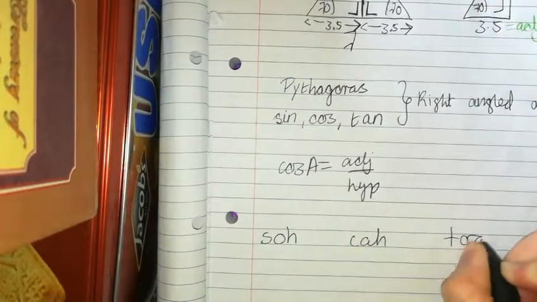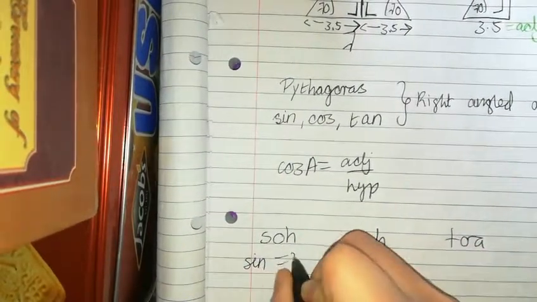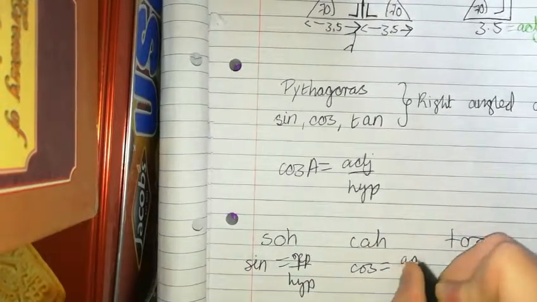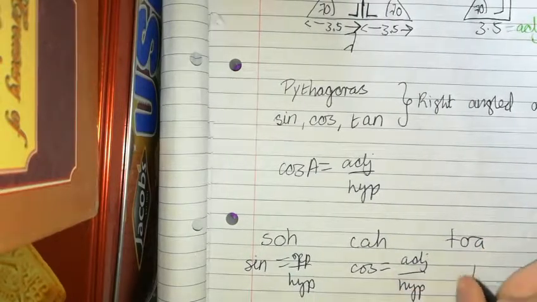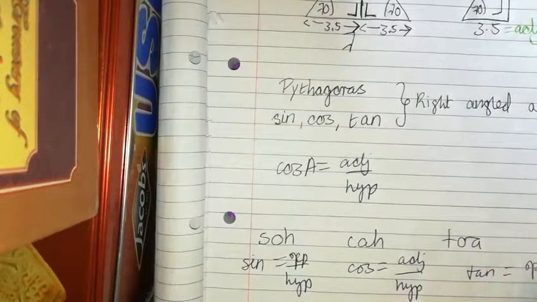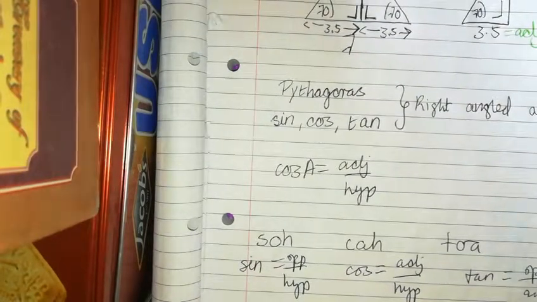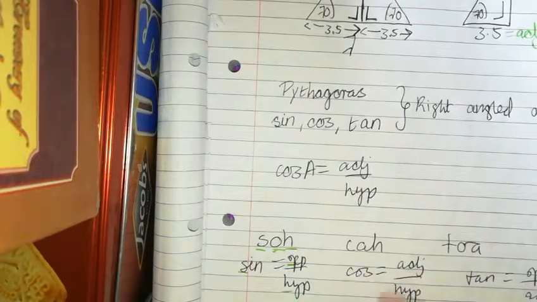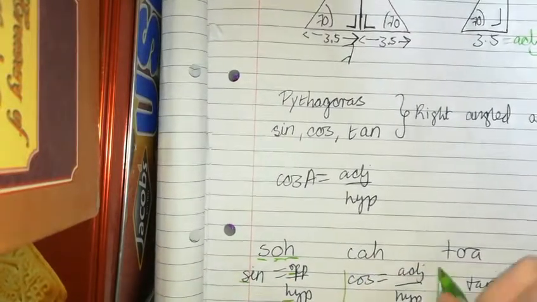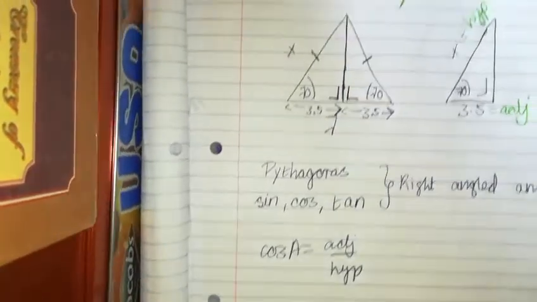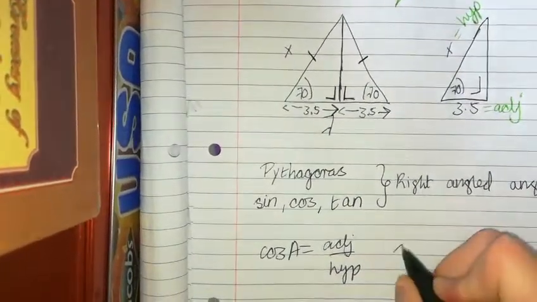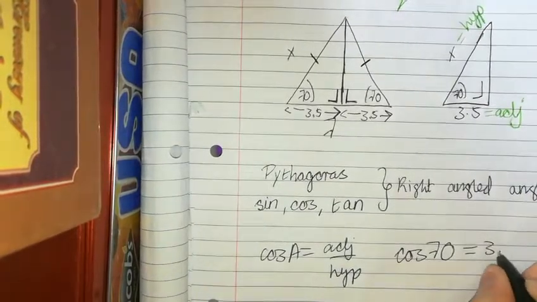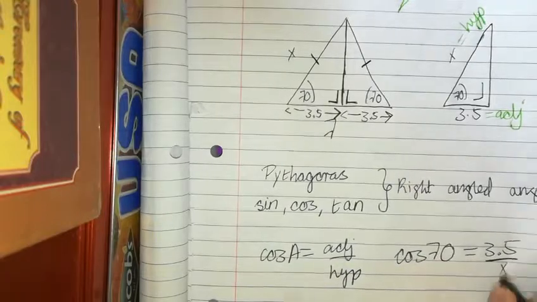Soh Cah Toa. So the sin is equal to the opposite over the hypotenuse, the cos is equal to the adjacent over the hypotenuse, and the tan is equal to the opposite over the adjacent. S is the sin, O stands for the opposite, and H stands for hypotenuse, and that's the same for each of them. We're going to use the cos because that's the adjacent over the hypotenuse. So the cos of 70, because 70 is our angle, is equal to the adjacent, which is 3.5, over the hypotenuse, which is x.